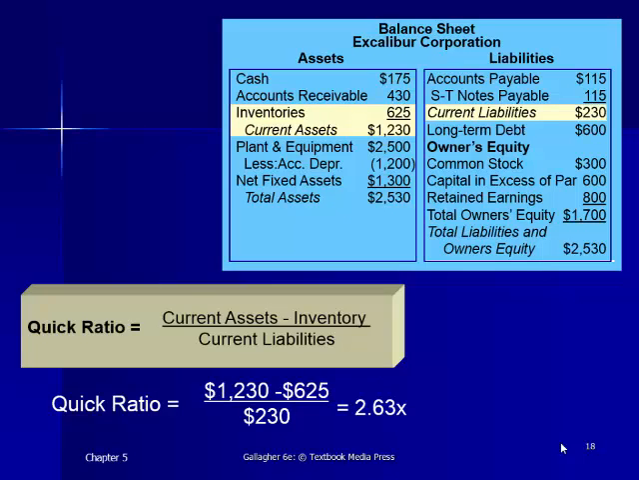This might be a useful number to look at for a firm which has inventory which is not particularly liquid. Say you have a manufacturing firm that has a large percentage of its inventory goods in the process of production. You wouldn't be able to sell those partially manufactured goods very readily, and so if you looked only at the current ratio, you would get a false sense of the liquidity of the firm.